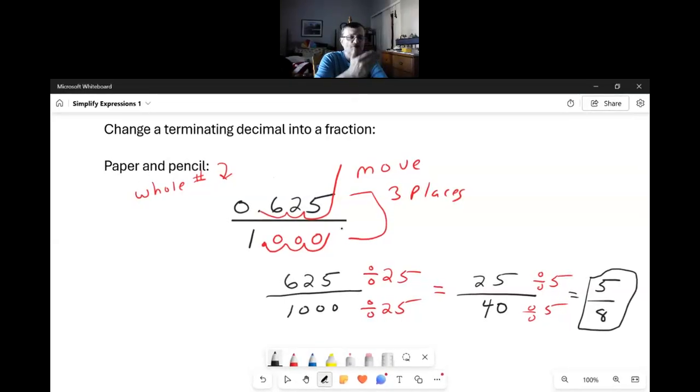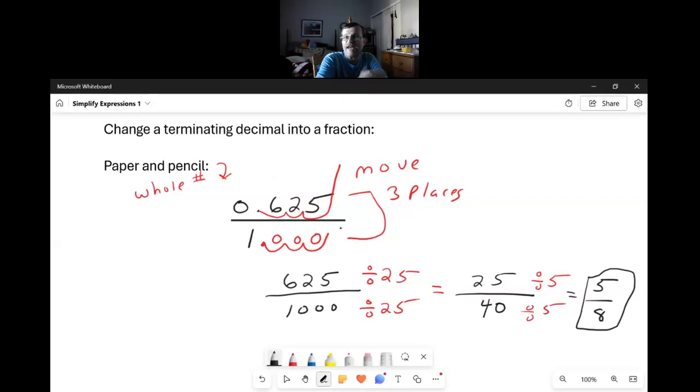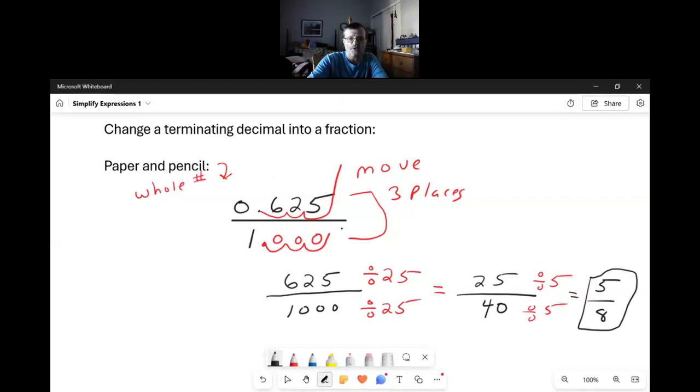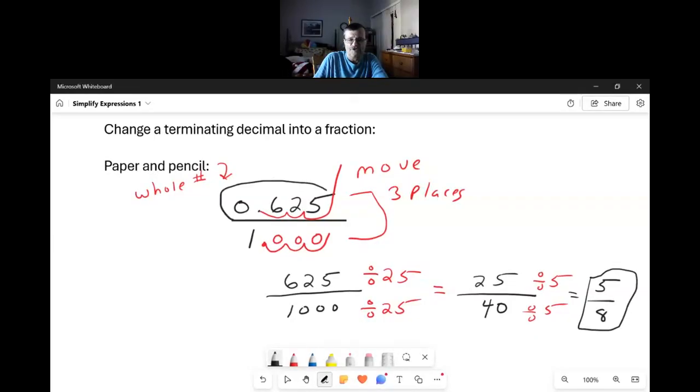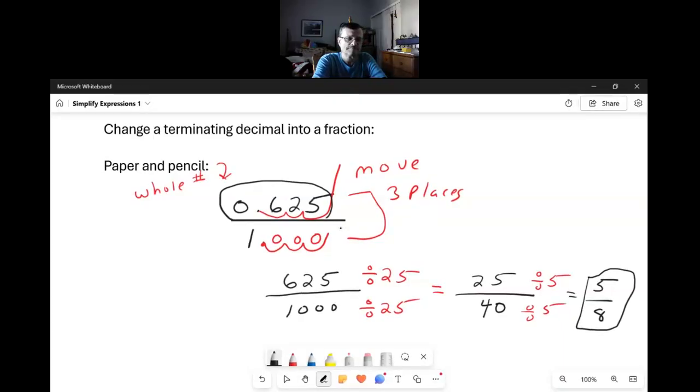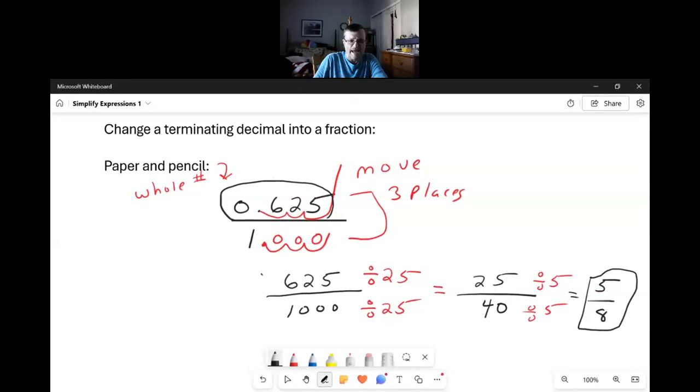5/8 of the students had lunch today. 0.625 of the students had lunch today. So I can use both of these numbers in order to calculate how many students had lunch if I'm given a total amount of students. That's it.